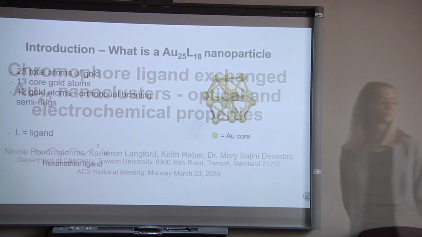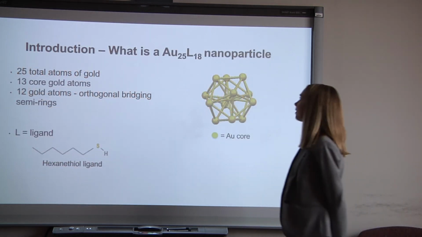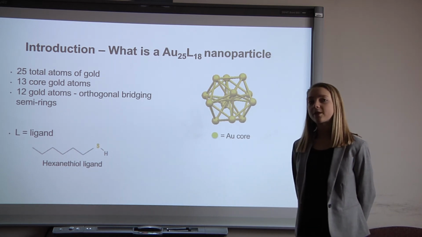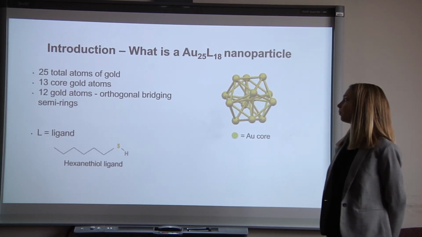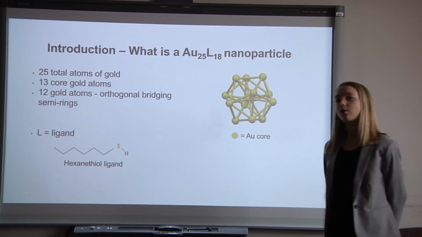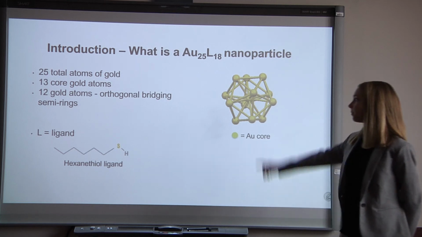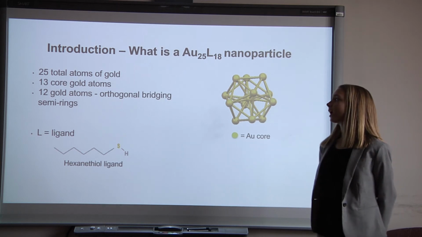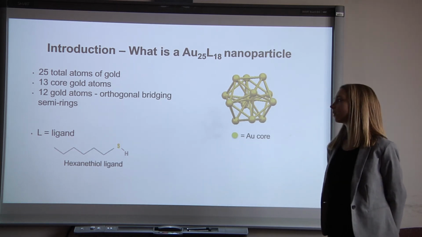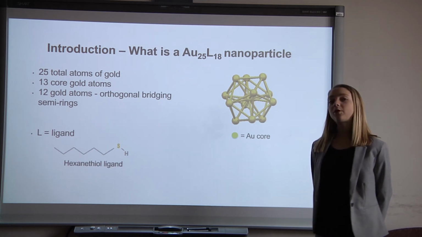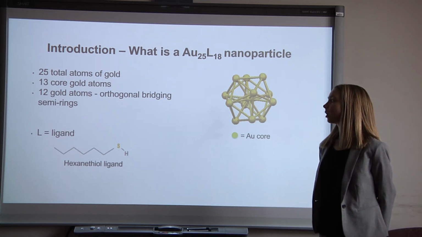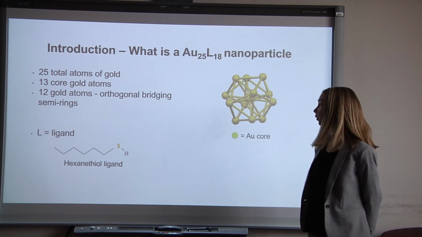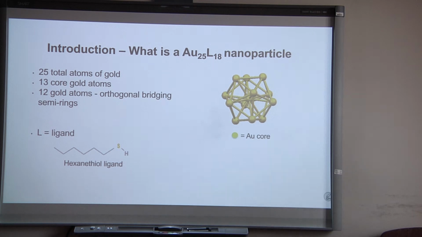I'm presenting from the Department of Chemistry at Towson University under the mentorship of Dr. Mary Devadas. So to begin, what is a gold 25 L18 nanoparticle? Gold 25 is a nanoparticle that consists of 25 atoms of gold. There are 13 core gold atoms displayed here in the schematic to the right. 12 gold atoms are contained in orthogonal bridging semirings. These 12 gold atoms are bridged by my organic ligand hexane thiol, which stabilizes my gold cluster. Hexane thiol is shown in the bottom left.